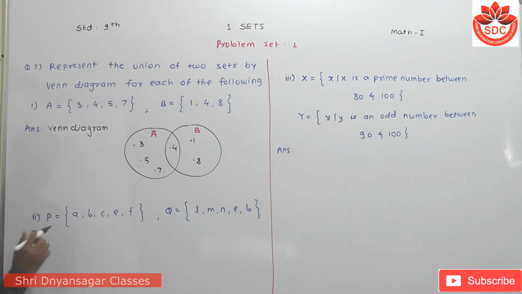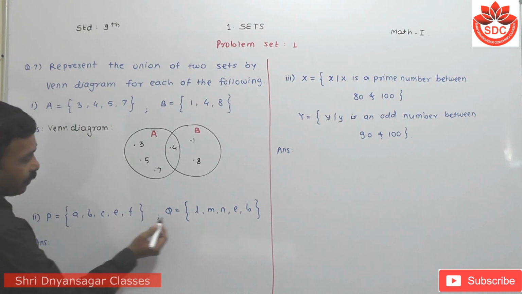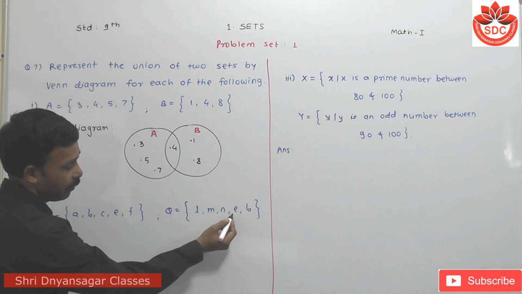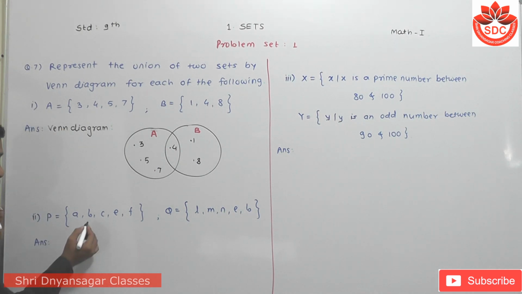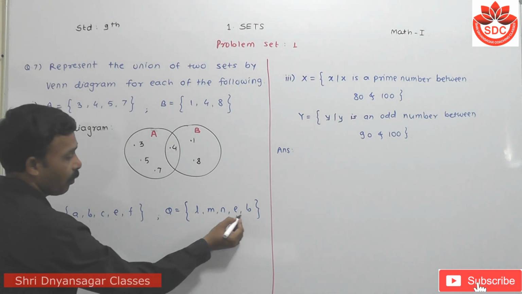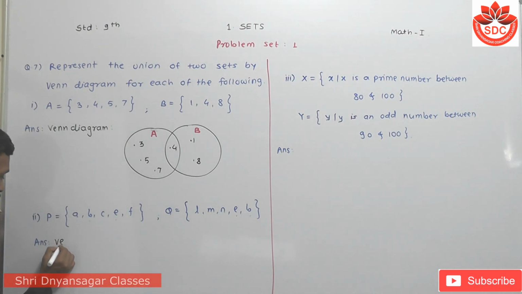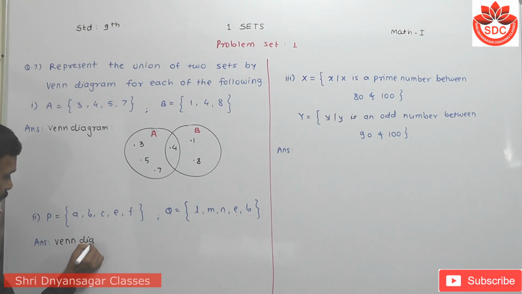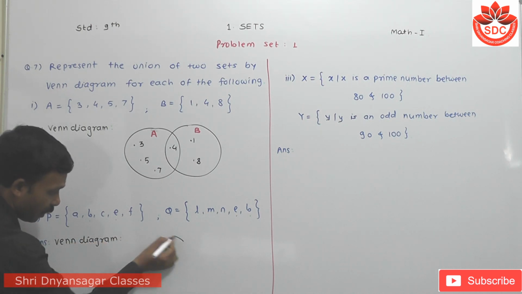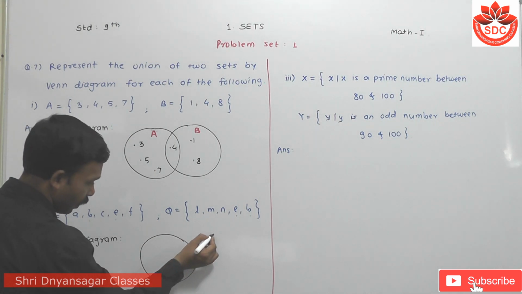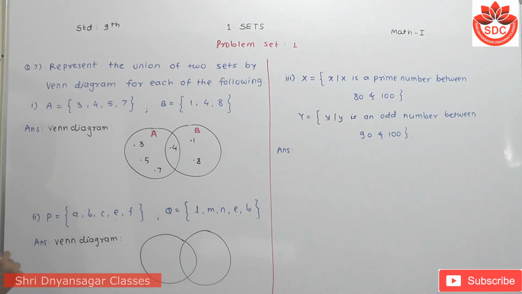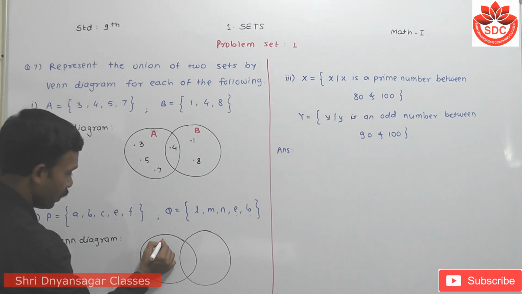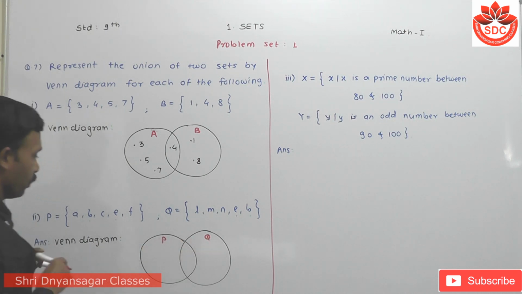P is the set of elements A, B, C, E, F and Q is the set of elements L, M, N, E, B. When you observe here, B and E are common here. So the Venn diagram is, we represent by using the circles here. Suppose that this is the set P and this is the set Q.